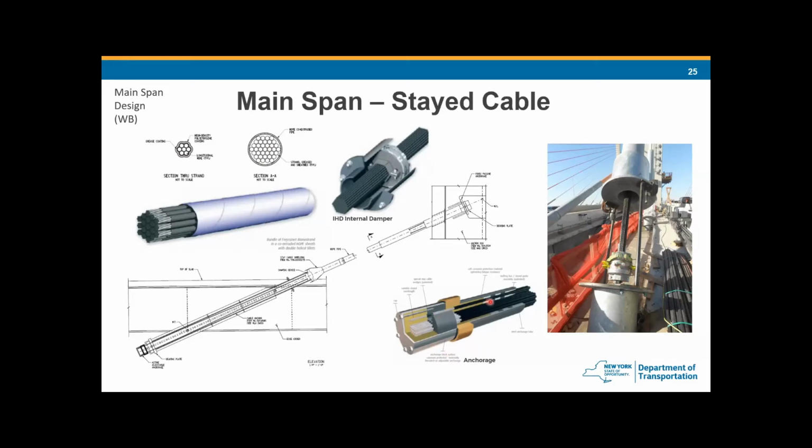Once the cable is stretched to the required length, the strands are cut to length, and a cap will be installed, and liquid wax will be injected into the voided area to protect the cables.